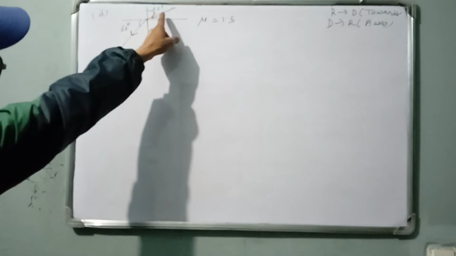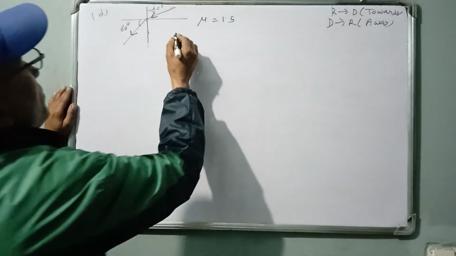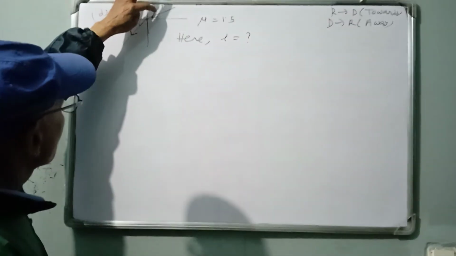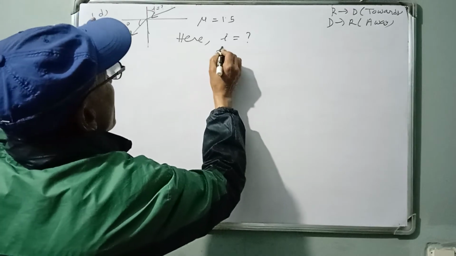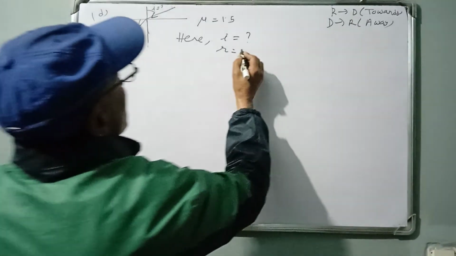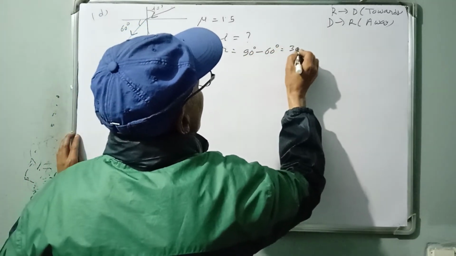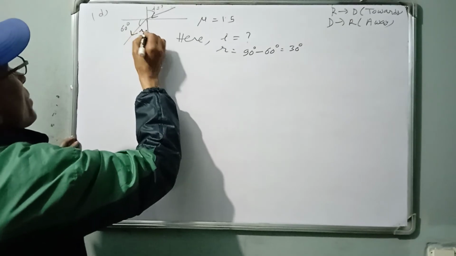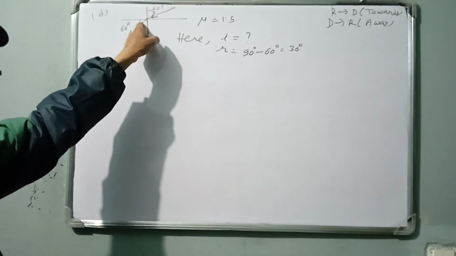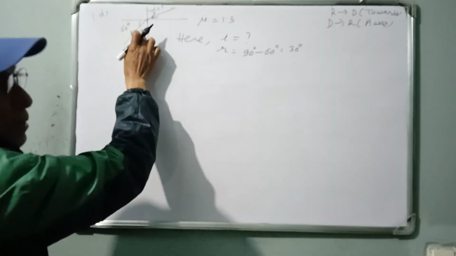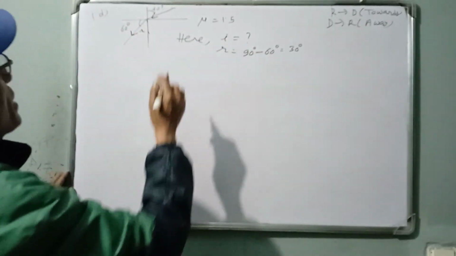So what is the angle of incidence? And what is the angle of refraction? See here, angle of incidence equal what? This angle. And is this the angle of refraction? No, it is not the angle of refraction. 90 degree minus 60 degree, 30 degree. This is the angle of refraction. This one, angle made by the refracted ray with the normal. 90 minus 30 degree angle of refraction.